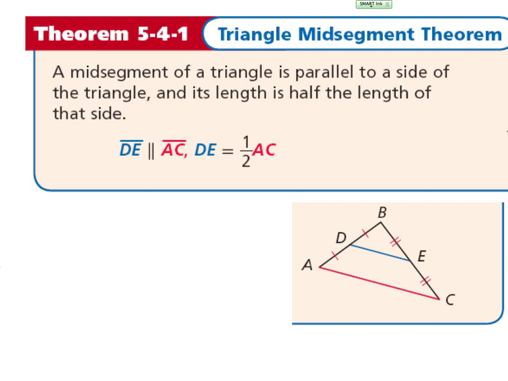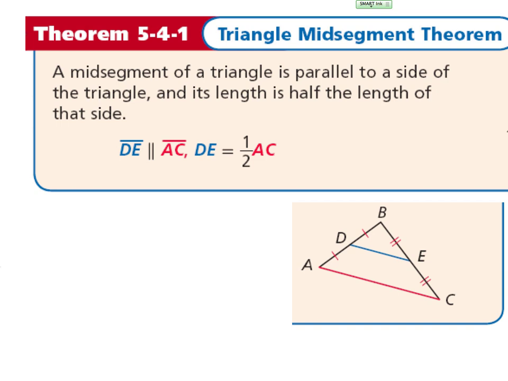Slope measurements. What would help me show that DE is half as long as AC? What tells me how long the segment is? Slope, distance, or midpoint? Distance. Distance tells you how long they are. Yes, midpoint has something to do with lengths, but I can't really use the midpoint to get how long DE is. So we're going to do some calculations with slopes and distances to demonstrate or prove this theorem.